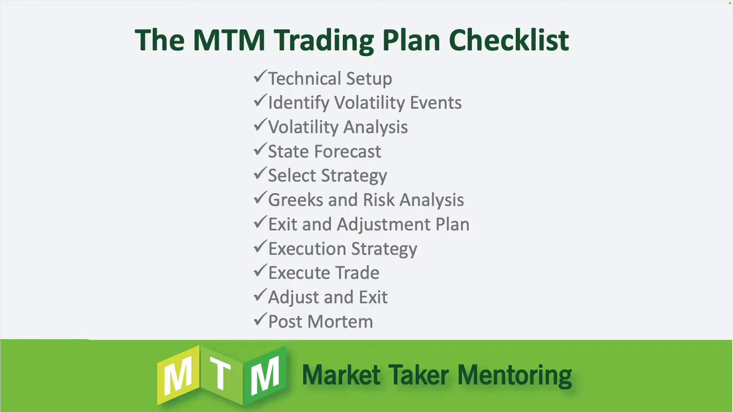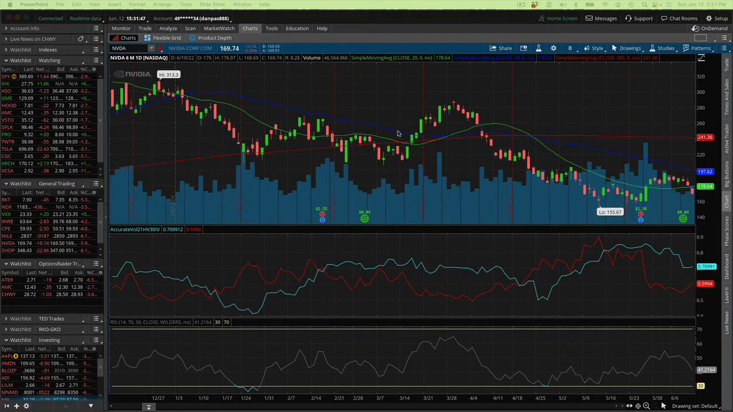Now, this is the MTM Trading Plan Checklist. As you can see, there are several steps. Now, I want to take this into groups, and I'm going to be talking about the MTM Trading Plan Checklist all week, and I'm going to break it into 5 different parts for each of the 5 days of the week. And right now, I'm just going to talk about the analyses: looking at the technical setup, identifying volatility events, and the volatility analysis. I call them the trifecta of analyses, and they're really very simple.